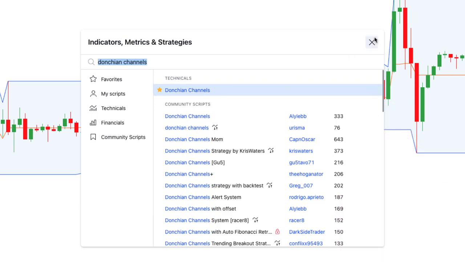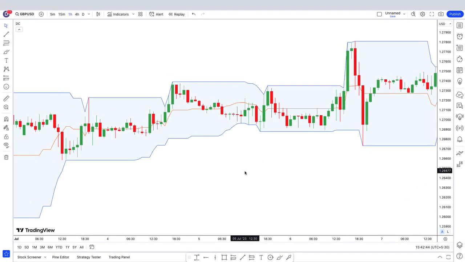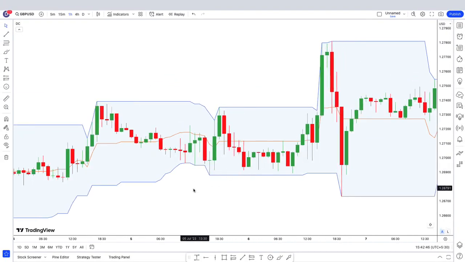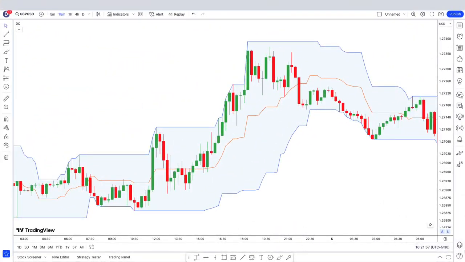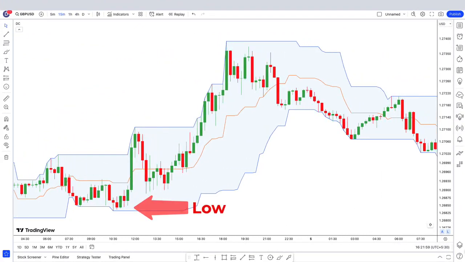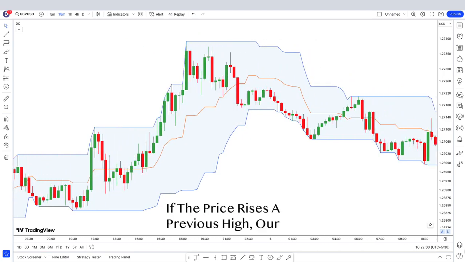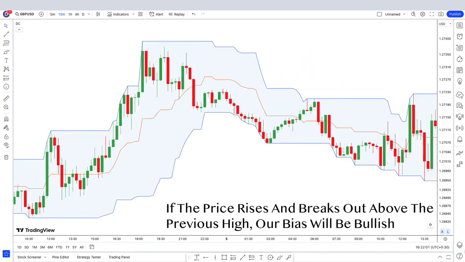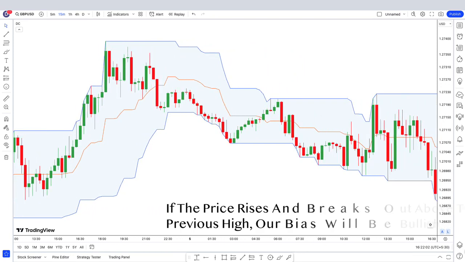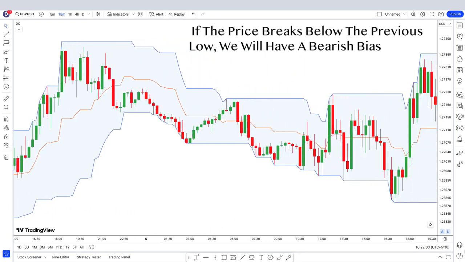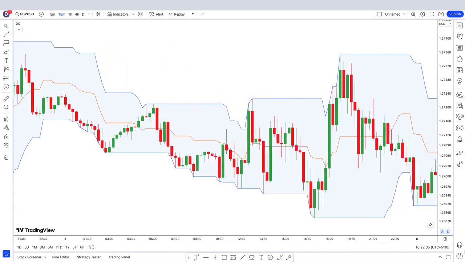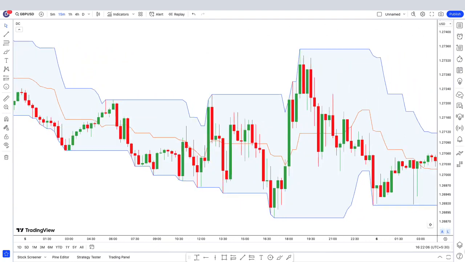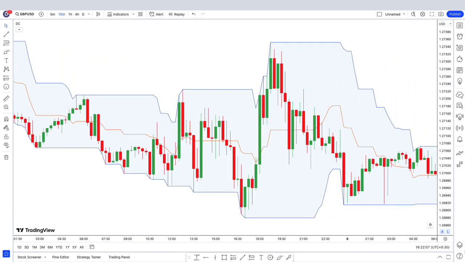Before we change the indicator settings, let's first properly understand what the strategy is. This strategy is based on the LW volatility breakout strategy. When using the strategy, we'll be looking to enter into a position based on if the price breaks above the low or high of the previous day. If the price rises and breaks out above the previous high, our bias will be bullish. However, if the price breaks below the previous low, we will have a bearish bias. Since we are looking to scalp or day trade, we will be using a modified version of this strategy by using the Donchian Channel Indicator.